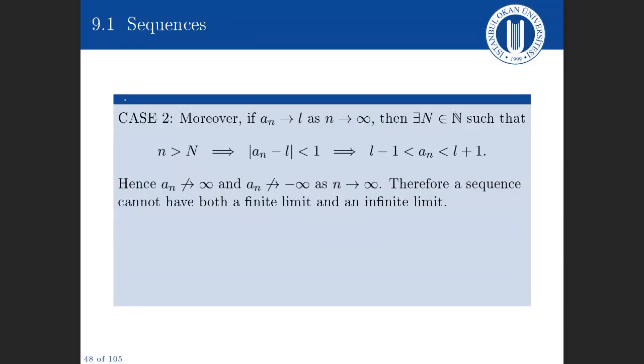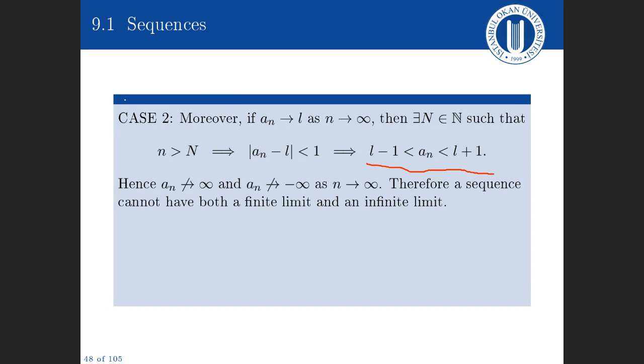Case 2. Again, let's suppose we start by assuming that an tends to a real number L. But then, using epsilon equal to 1, an must always be between L minus 1 and L plus 1. So an does not tend to infinity and an does not tend to minus infinity. That proves that a sequence cannot have both a finite limit and an infinite limit.